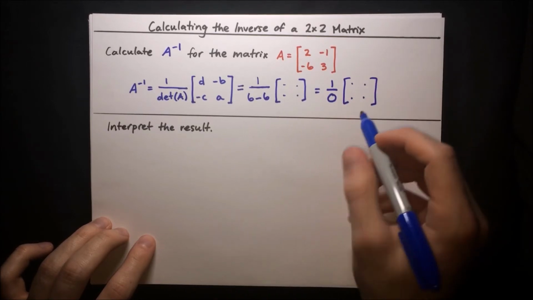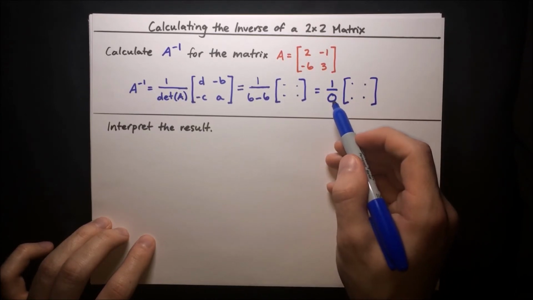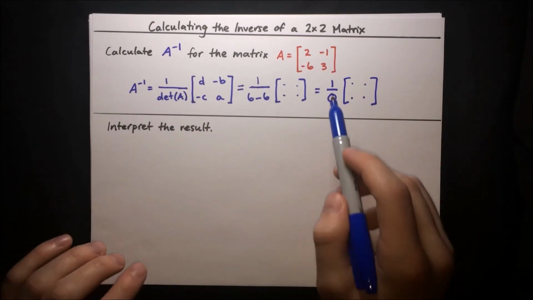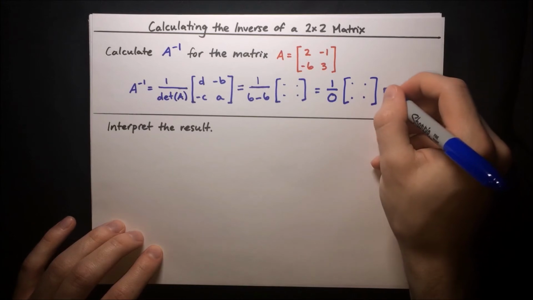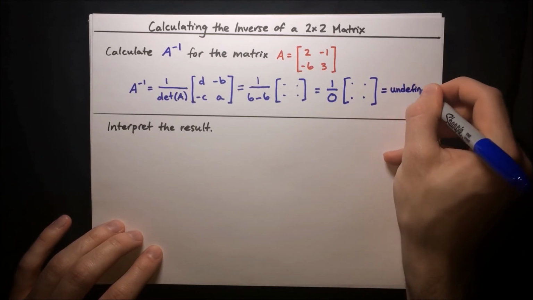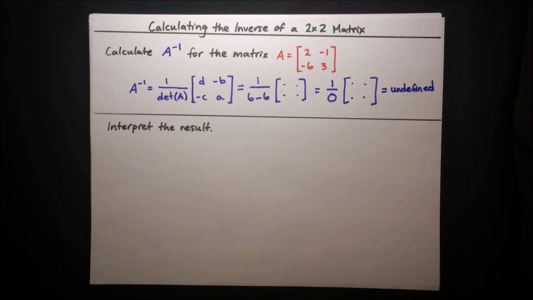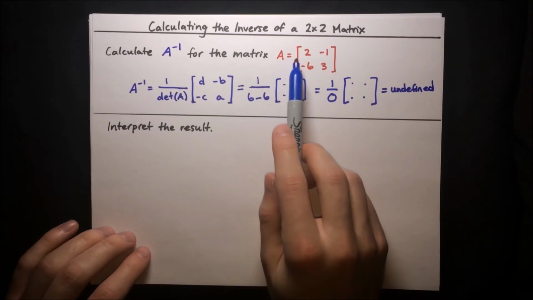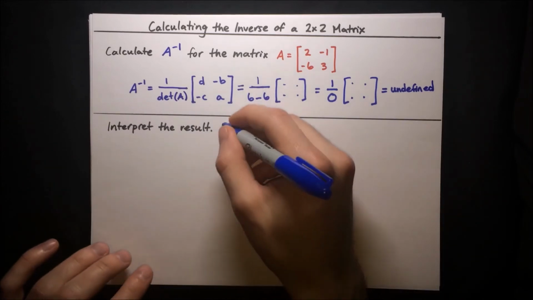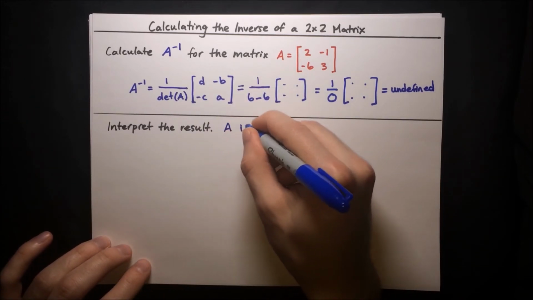So what does this mean? 1 over 0? Does that even make sense here? Well, no. Anything divided by 0 is undefined. So our inverse is just undefined. Which really just means that this matrix A doesn't have an inverse. In other words, A is non-invertible.